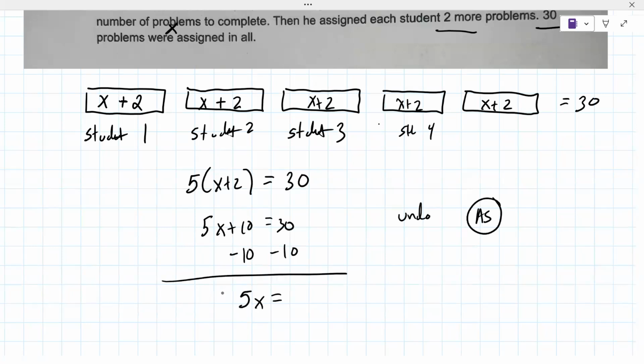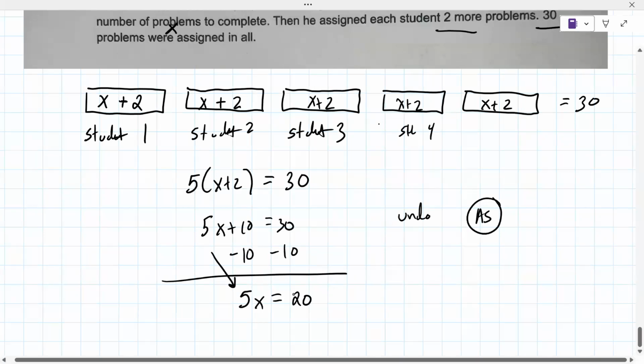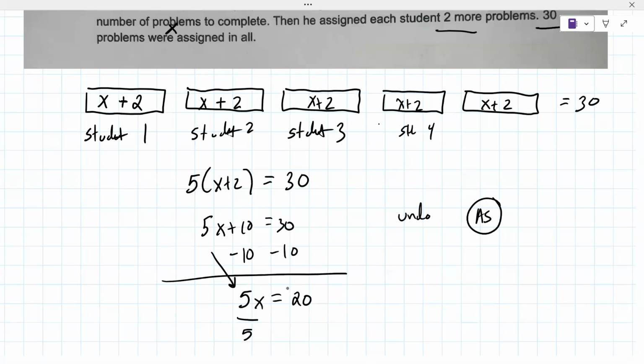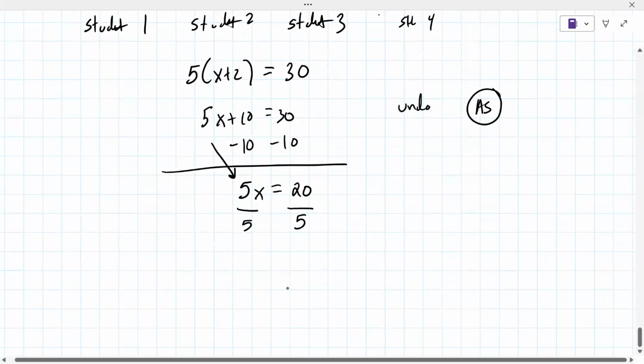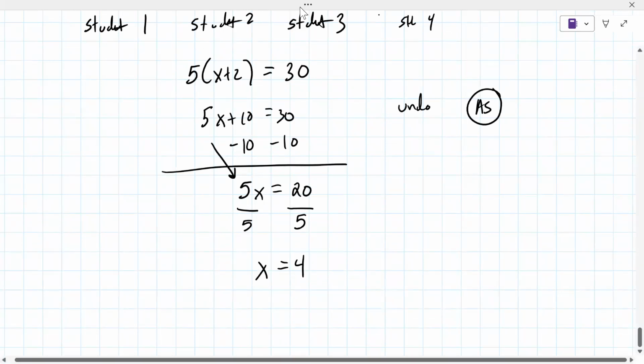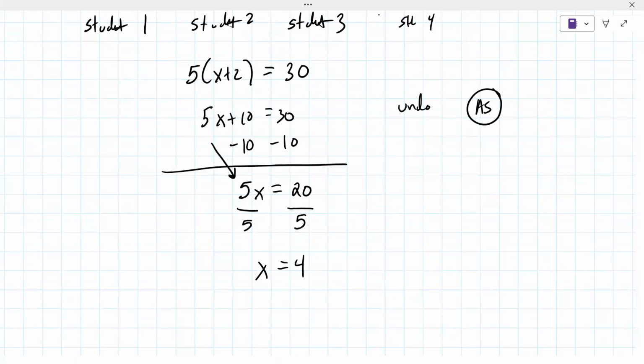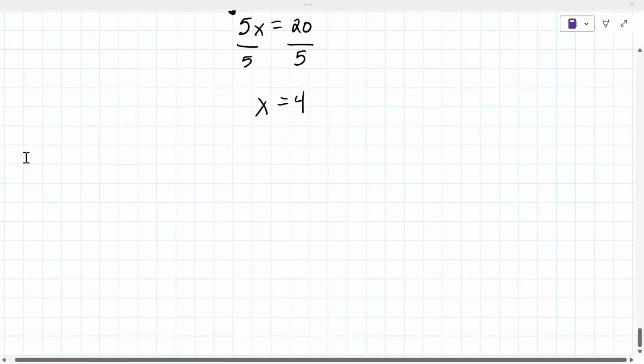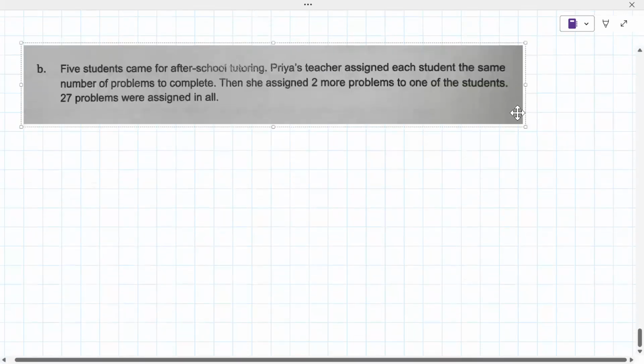So 5x equals what number? 20. Good. And then how do you undo multiplication by 5? Divide by 5. So what does x equal? 4. Good. All right. Let me know when you get that down. We should be able to finish part B here. I got it down. Excellent.